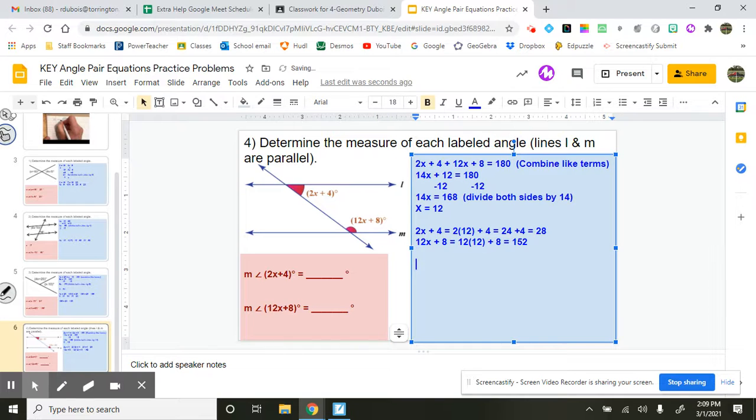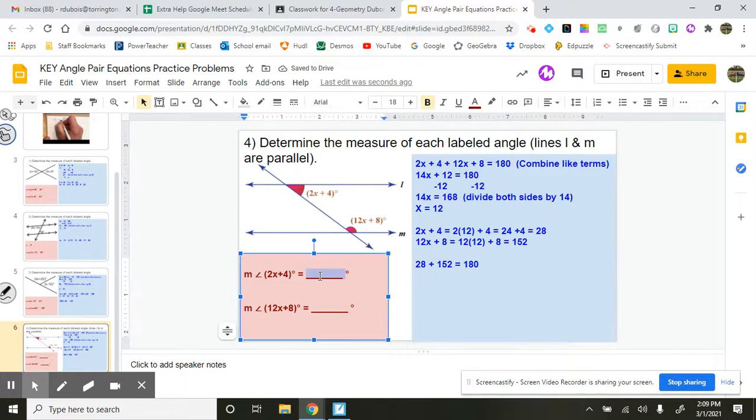Now we can just kind of quick check our work. One angle is 28 degrees, the other one's 152 degrees. Add them together, lo and behold, 180 degrees. Like we said it was at the beginning, so they were supplementary. So the 2x plus 4 angle was 28 degrees, and the 12x plus 8 angle is 152 degrees.